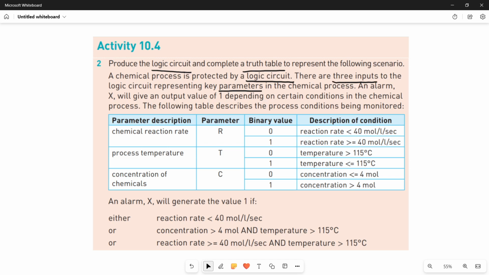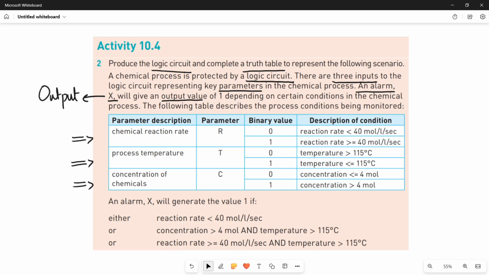An alarm X will give an output value of 1. It is very important: X is basically your output of the logic circuit, and its value 1 depends on certain conditions in the chemical process. The following table describes the process conditions being monitored. So what you have to monitor, look at this table. These are the parameter descriptions, parameter binary values, and the description of conditions.